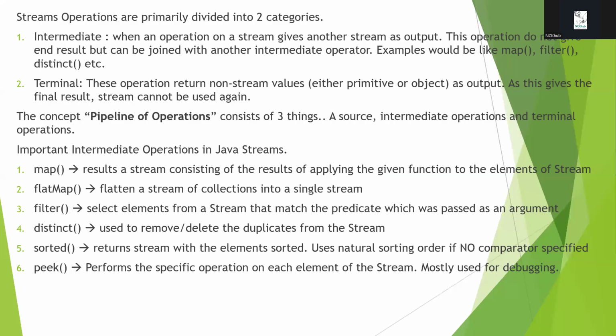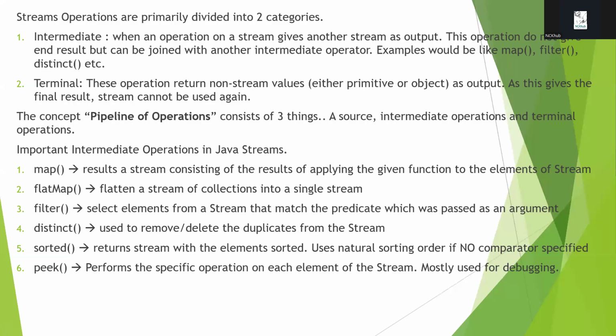Now, let us focus on the intermediate operations, which are more frequently used in our day-to-day practice. Let us start with the map method. The map gives the output as a stream that consists of the results of applying the given function to all the elements of the stream. When you perform a map operation on a stream, the stream has a set of elements, the function you ask map to apply is applied on all the elements, and it results in another stream.